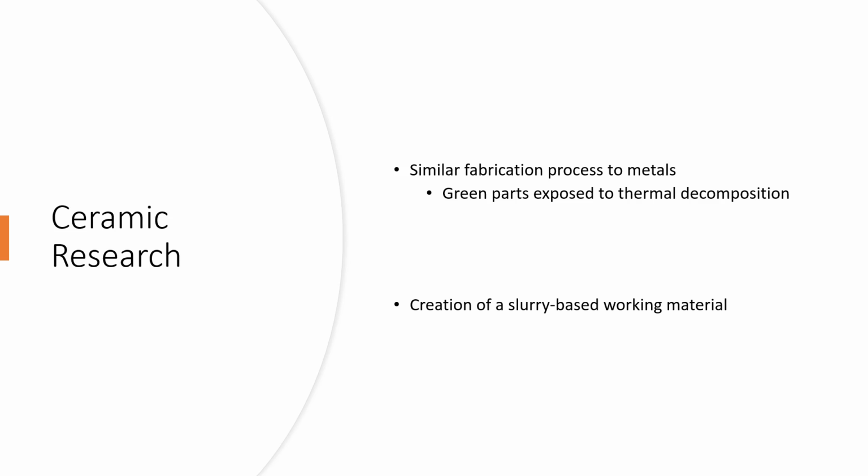Furthermore, early use in ceramics saw setbacks that were due to the use of dry powders, which did not flow well. To counteract this, a slurry-based working material was used. Layers are first deposited through the use of an inkjet, printing a layer of slurry over the build area. The slurry then dries, and the binder is selectively printed to create the shape, and this is repeated as necessary.